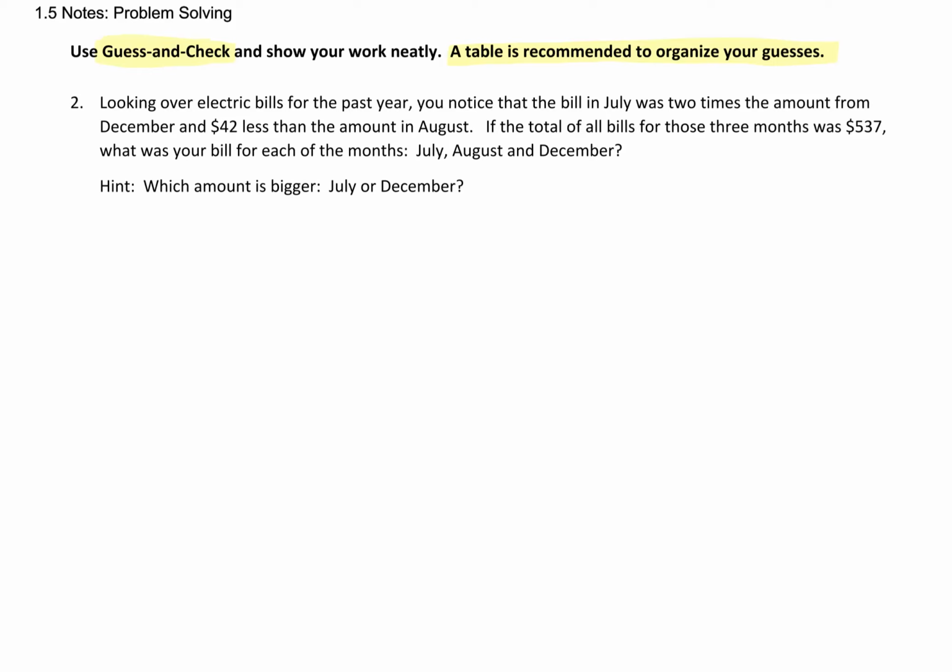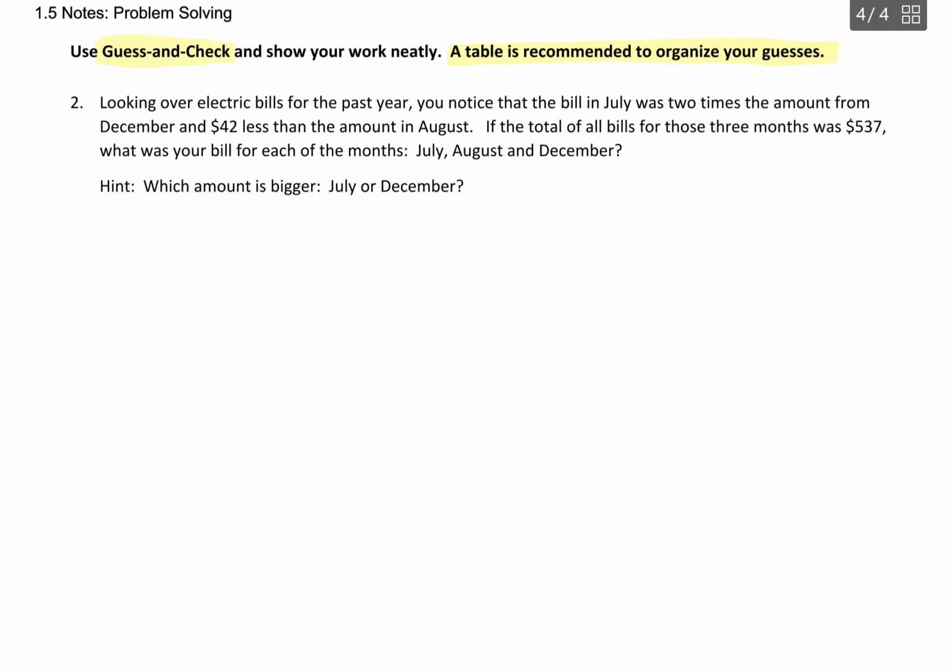Looking over electric bills for the past year, you notice that the bill in July was 2 times the amount from December and $42 less than the amount in August. If the total of all bills for those 3 months was $537, what was your bill for each of these months, July, August, and December?